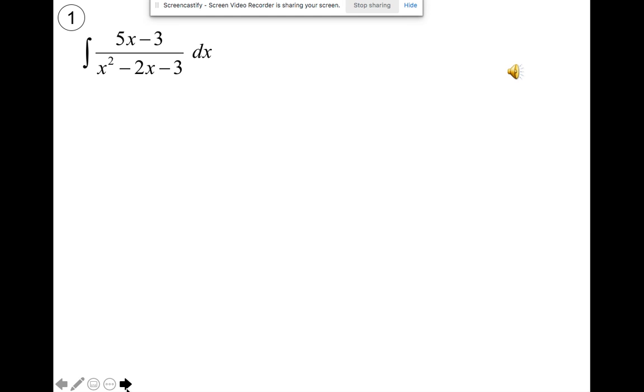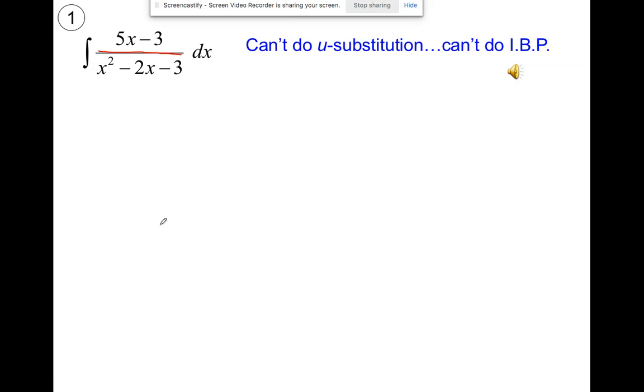So here's my first example. I have a quotient. I wonder if I can factor this quadratic and cancel. No. I wonder if I should do U substitution. If I put x squared minus 2x minus 3 in a group, its derivative is 2x minus 2. I can't manipulate that numerator into 2x minus 2. So U substitution is not going to work. I can't do integration by parts because if I turn that into a product, I have a product of a composition. That's not going to work either.